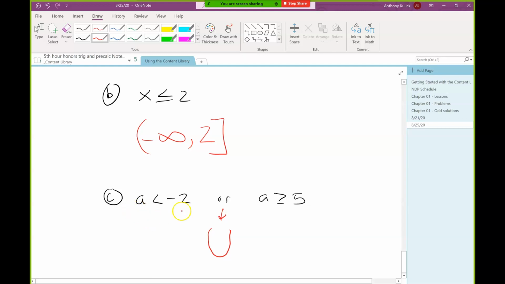So that's easy enough. For a is less than -2, the lower bound is -infinity, and the upper bound is -2. The negative infinity gets a parenthesis, and the negative 2 gets a parenthesis. Very good. And then for a is greater than or equal to 5, the lower bound is 5. The upper bound is positive infinity. The 5 gets a bracket, and the positive infinity gets a parenthesis.